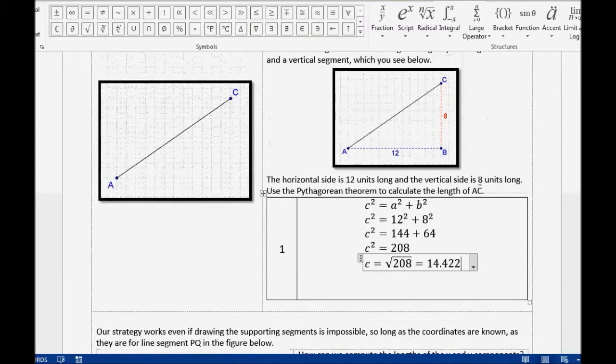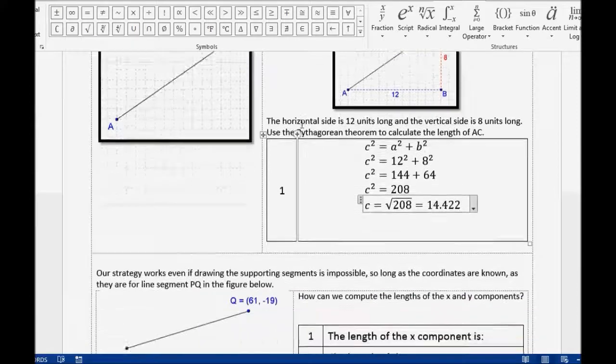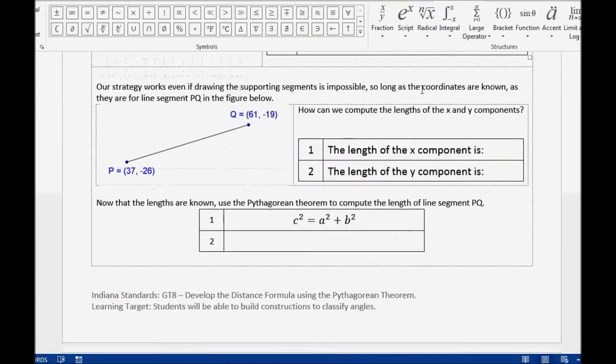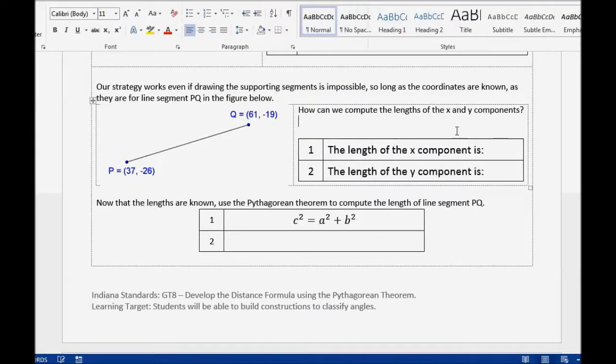Let's talk about, that's if we can count them. So we count the horizontal and the vertical distance. What if we can't count it? All right, like in this problem. Here we have 2 points but no grid. However, I know the ordered pairs that go with the grid.